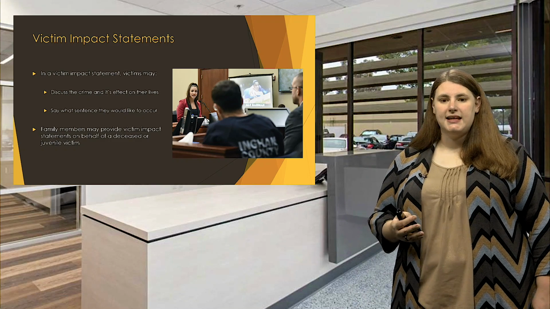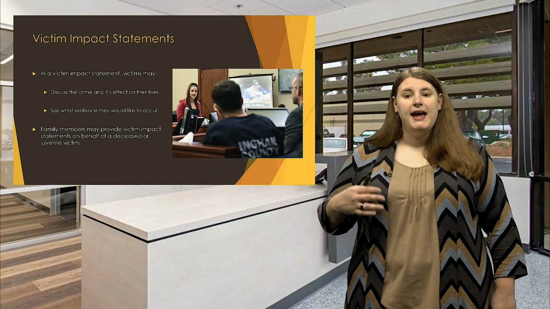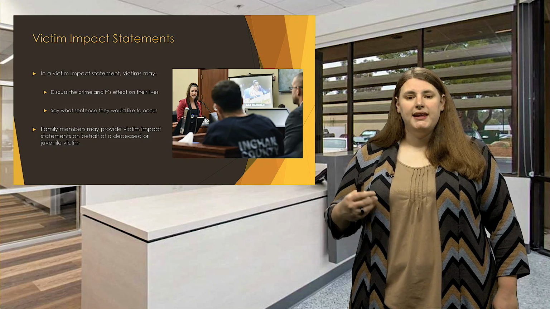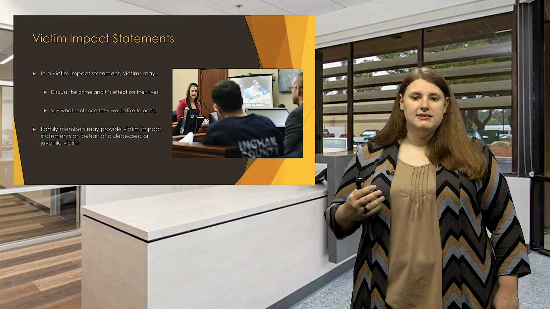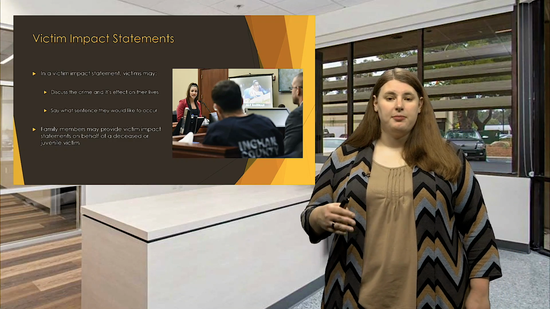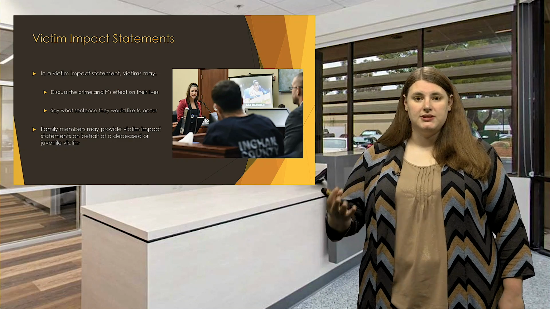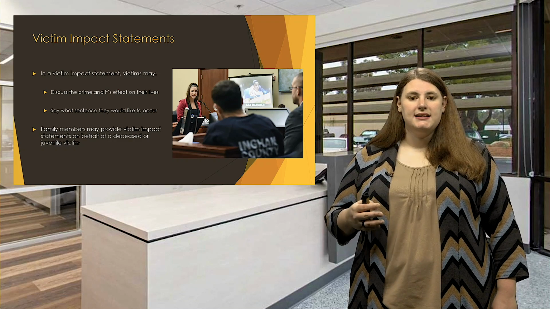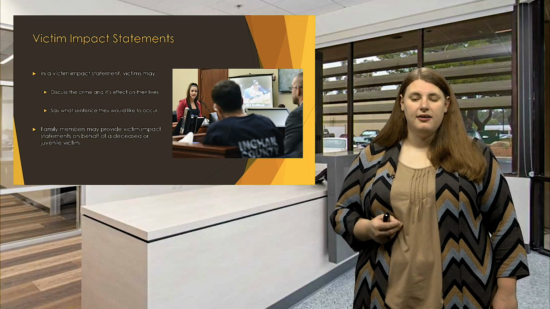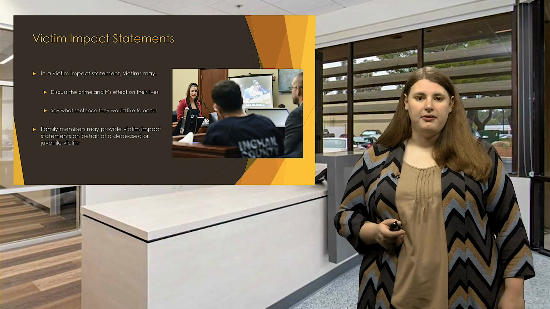In a victim impact statement, victims can discuss the crime and its effect on their lives, but they can also make statements about what type of sentence that they would like to see. Deceased or juvenile victims can be represented by a family member if they choose not to speak on their behalf or they can't speak on their behalf. The following slides contain some quotes from real PSIR victim statements that were collected during my research.